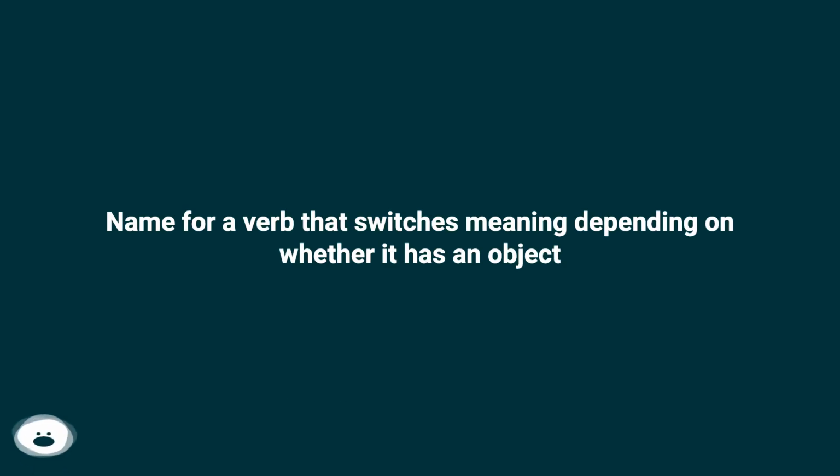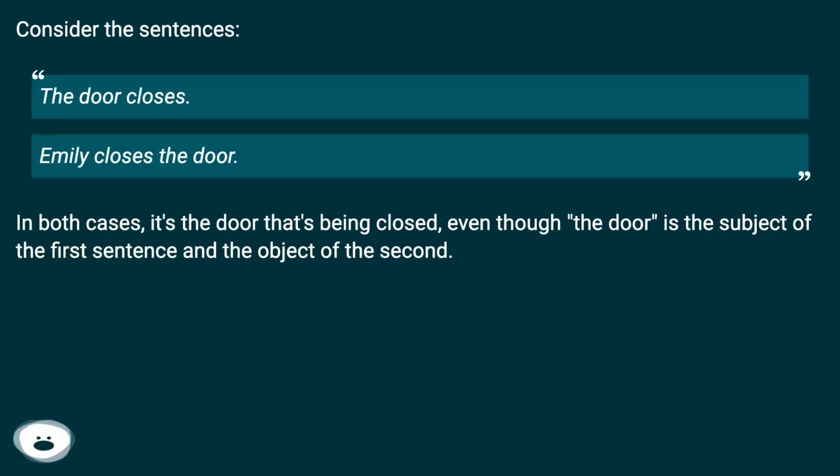Name for a verb that switches meaning depending on whether it has an object. Consider the sentences. The door closes. Emily closes the door. In both cases, it's the door that's being closed, even though the door is the subject of the first sentence and the object of the second.